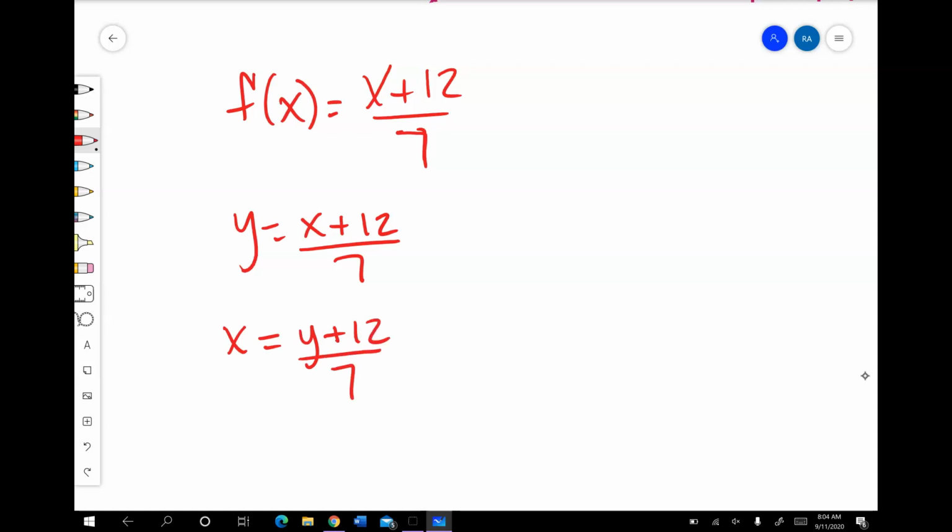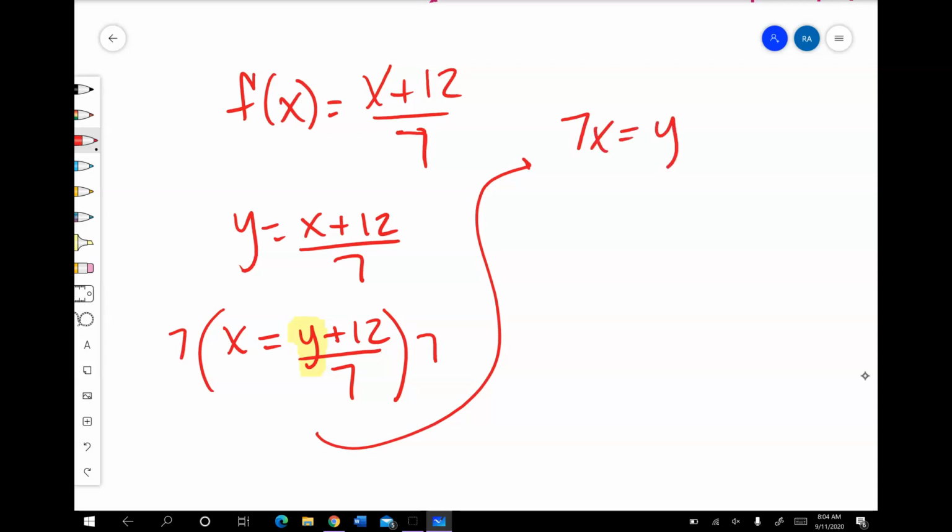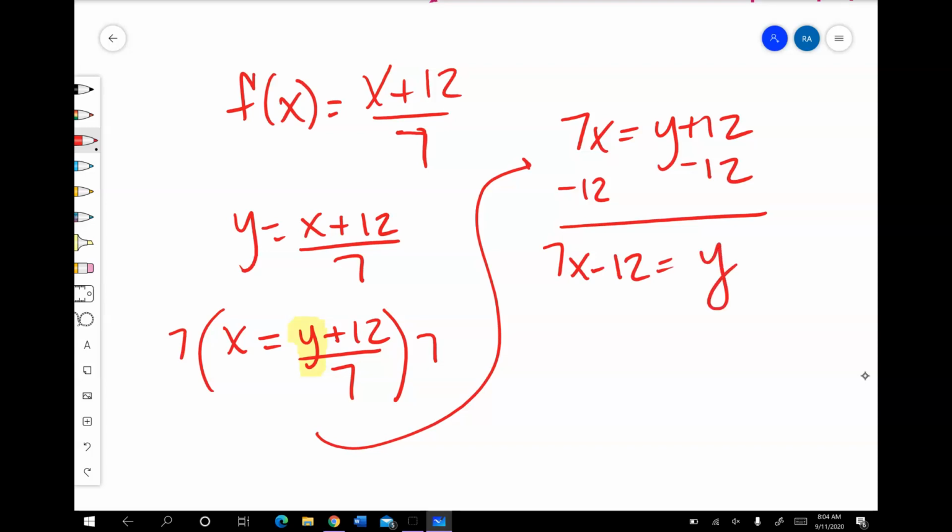All right, and now let's solve for y. Okay, so we're trying to get this guy by himself. So we need to get rid of that 7 first. So we're going to multiply by 7 on both sides. We've got 7x is now equal to y plus 12. Get rid of the 12, subtract 12. We have 7x minus 12 is equal to y.